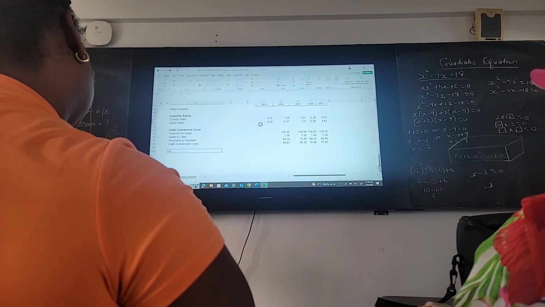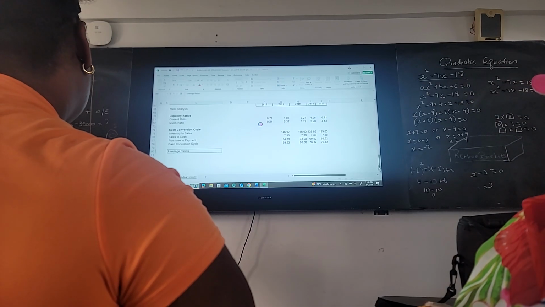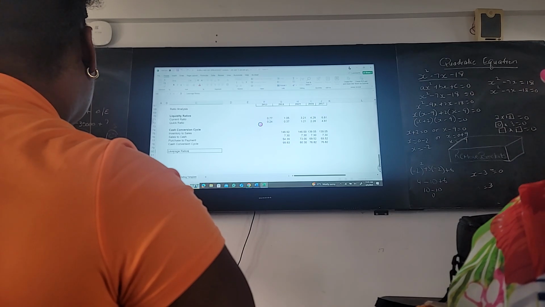Can I ask again, what is cash conversion cycle? What does it mean again? How long are you going to be out of cash? Okay.